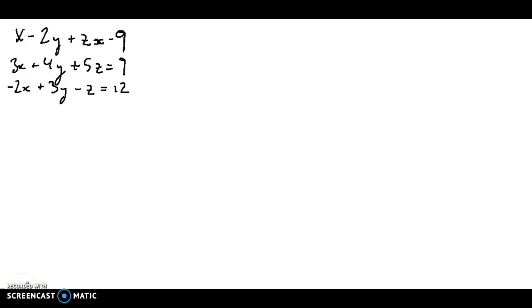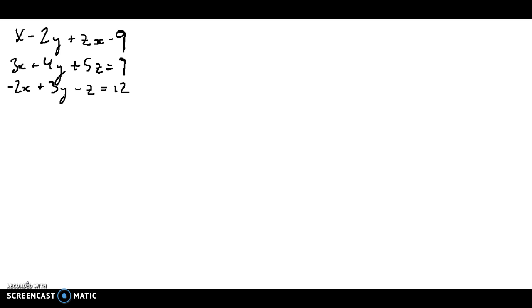In this example, we're going to solve a system of linear equations in 3 variables using Gaussian elimination. And we're just going to get into triangular form and then do back substitution. Since it is 3 variables, this will take a little longer than the 2 variable videos, but bear with me and we'll get through this.